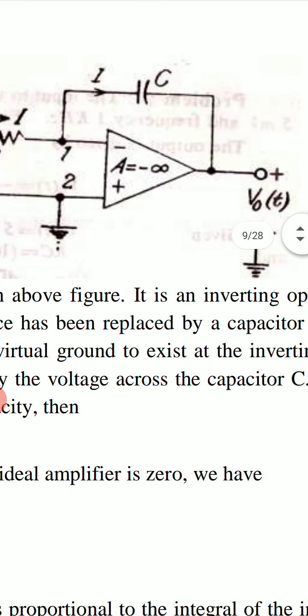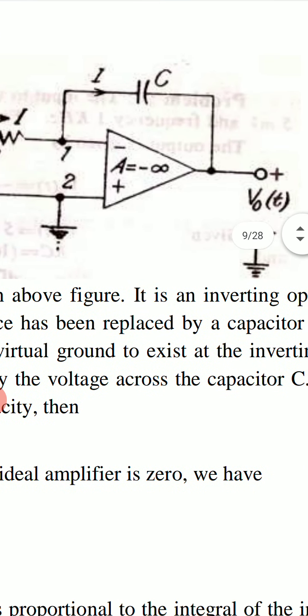because we see that current flows from the direction of the inverting terminal to the output terminal. So the output voltage is taken as negative. VO is equal to minus Q upon C in place of Q upon C.